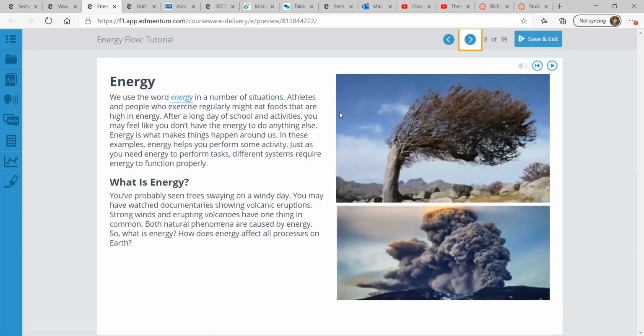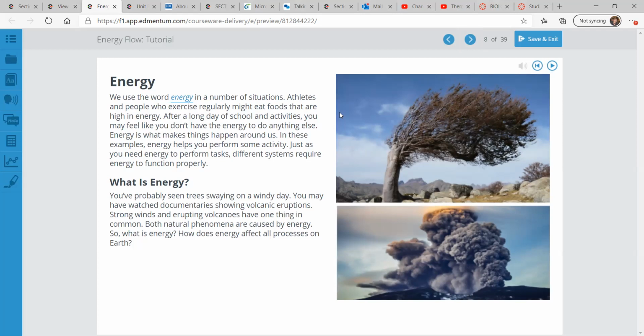Energy. We use the word energy in a number of situations. Athletes and people who exercise regularly might eat foods that are quote unquote high in energy. After a long day of school and activities, you may feel like you don't have the energy to do anything else. Energy is what makes things happen around us. In these examples, energy helps you perform some activity. Just as you need energy to perform tasks, different systems require energy to function properly.